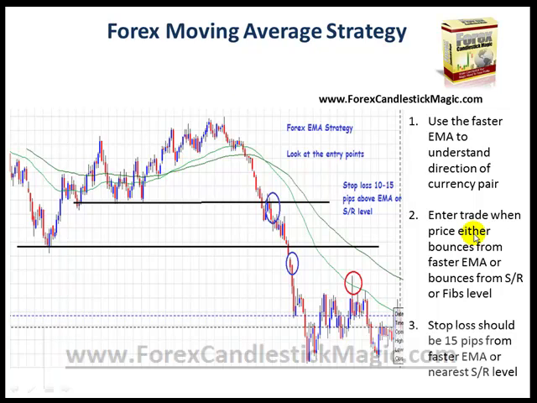Enter a trade when price has either bounced off from a faster EMA, like here, this is the faster EMA. The 50 EMA is faster than the 100 EMA. It is more sensitive to the price changes. Or enter if the price has bounced off a support or resistance level. Now, since here the 50 exponential moving average is below the 100 exponential moving average, it's a good idea to open the trade when the price breaches this support level.